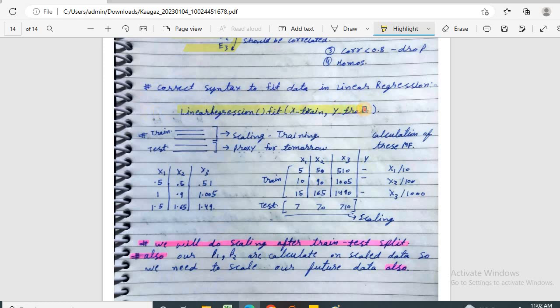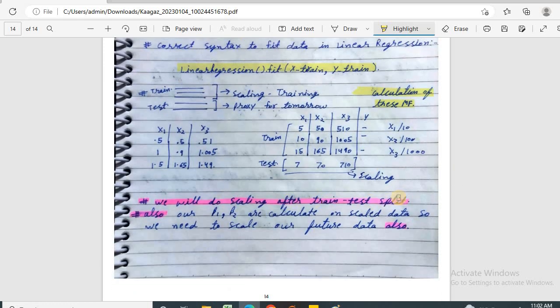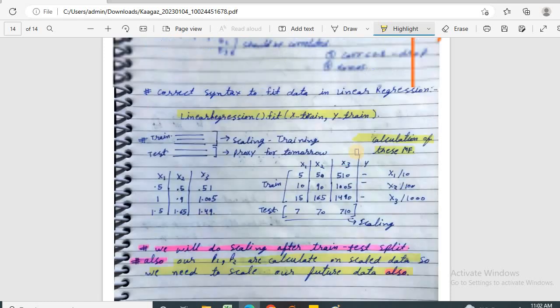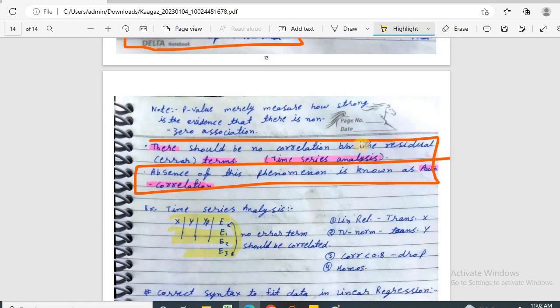So logistic regression dot fit. Scaling and calculation of the multiplication factor: we will do scaling after train test split, and scale the data. We need to scale our future data also, since we have calculated beta 1 and beta 2 on our scaled data. If we get any data in future, we need to do scaling on that data. So this is the theory on linear regression.